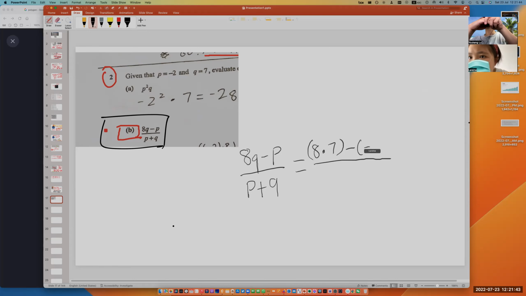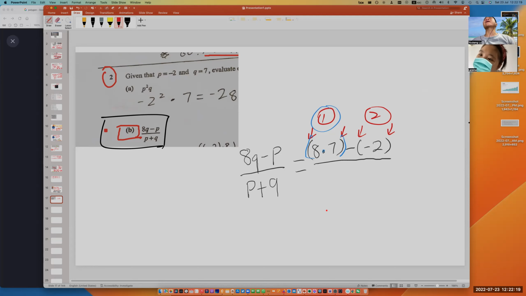Wait, why did you insert a bracket? Explain why you insert a bracket here, and explain why you insert a bracket here also. I insert bracket for number 1 because it's times. Times? You put a bracket. Who taught you? I put times so that I put bracket so it will not mix up with the other numbers.